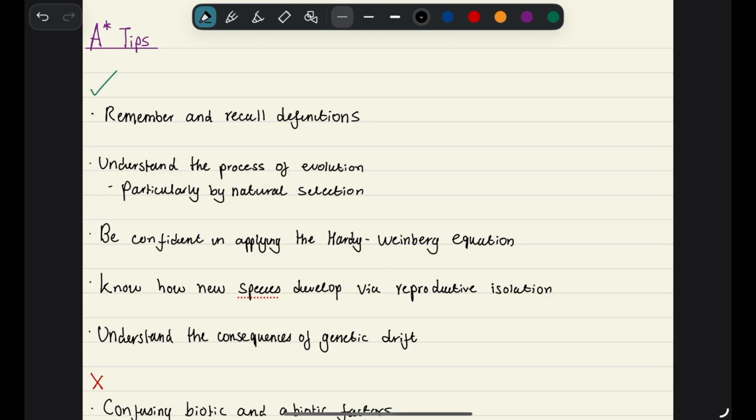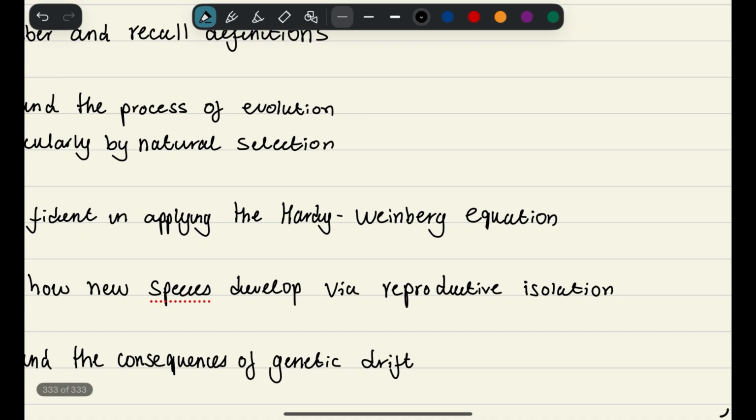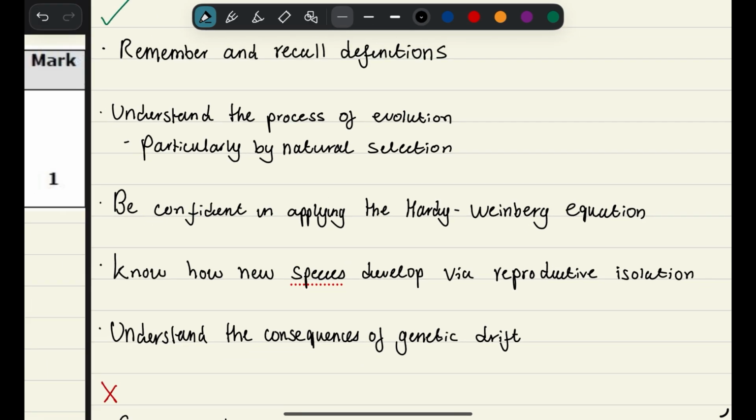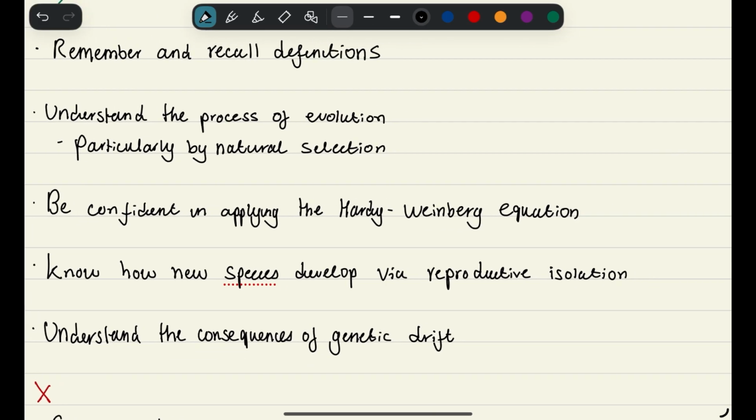Know the Hardy-Weinberg equation. Again, I don't think that's too difficult to remember. So if you can remember it, fantastic. We'll get you some marks. Reproductive isolation is just a good one to know. So knowing your reasons for reproductive isolation and then kind of linking that to evolution or speciation is very important. And then the consequences of genetic drift is one that the examiners really like. So very, very good to know that as well.